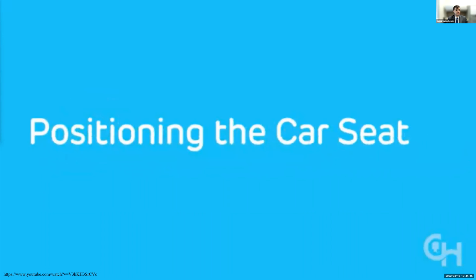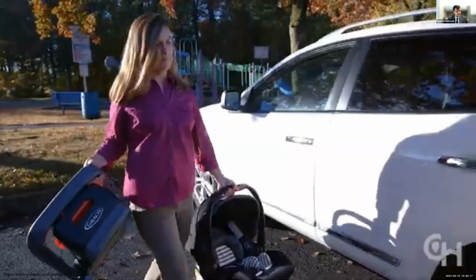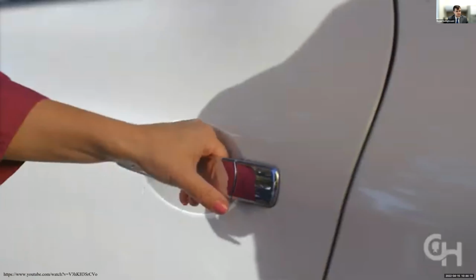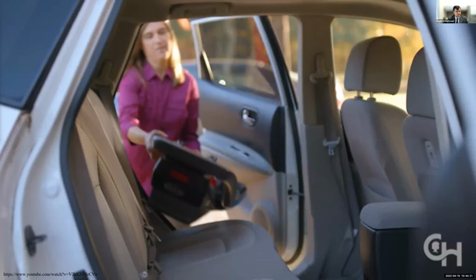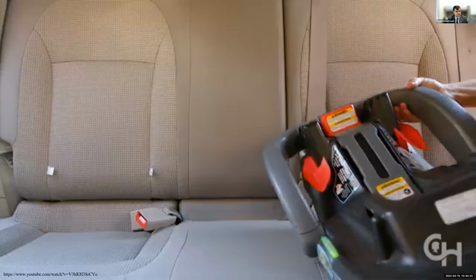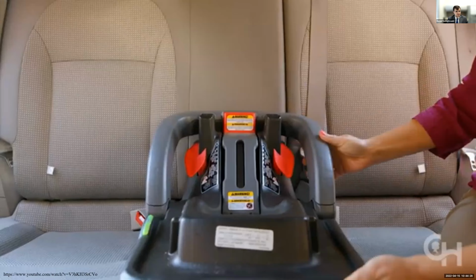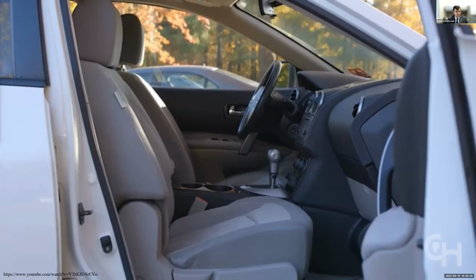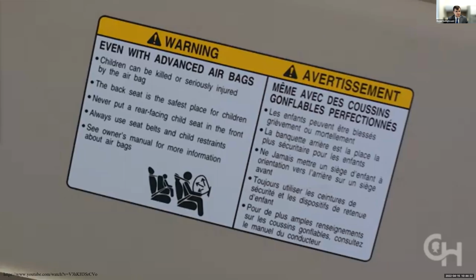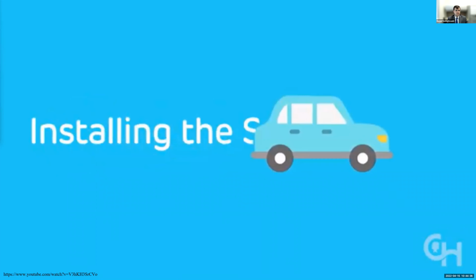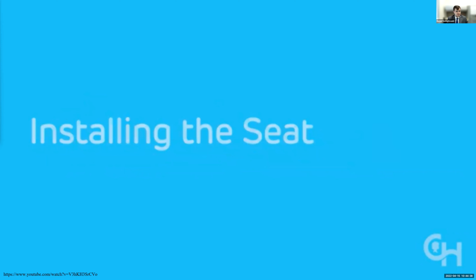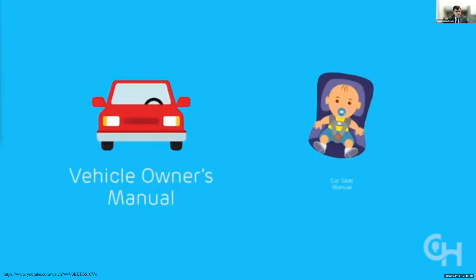Now that you have a car seat, where do you fit it? That's easy, in the back. Secure the seat wherever you get the tightest fit. If possible, use the center of the back seat. Don't use the front seat. It's not safe for a variety of reasons, including frontal airbags, which can injure or kill a child. Let's move on to installing the car seat. You will need your vehicle owner's manual and car seat manual.